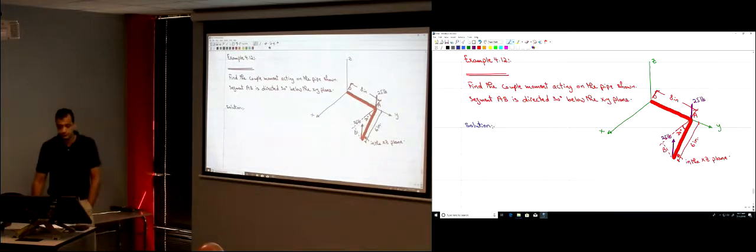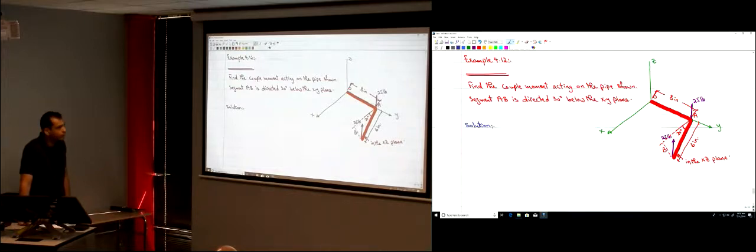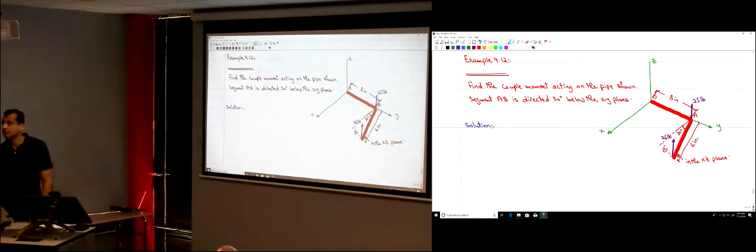Solution here. How to solve this problem? Those two forces, 25 and negative 25, they both are in the XZ plane, right? So the moment, the resultant moment, will be along the Y direction. Yes? Is the pipe fixed at the origin?